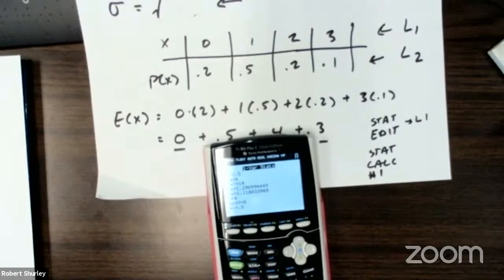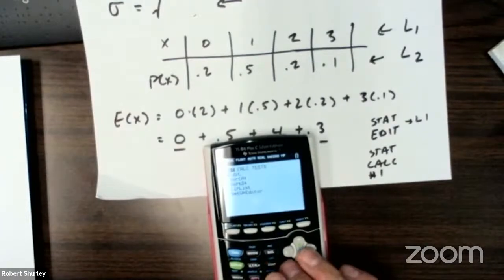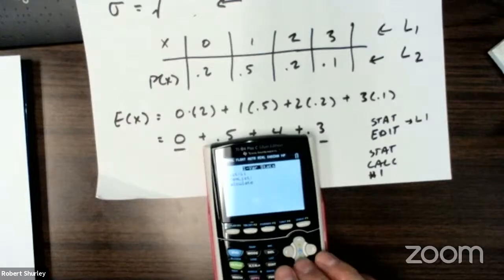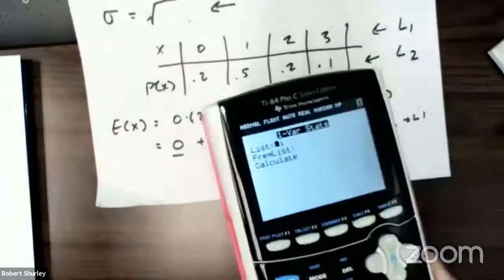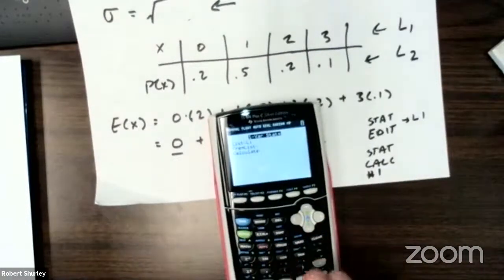Oh, wait, here we go. Let's fill L2 in the frequency list field. Hold on. Calc. Oh, okay. L1 is list 1. If you've got an 84 like me, L1 is going to go in list, and then the frequency list is going to be L2.